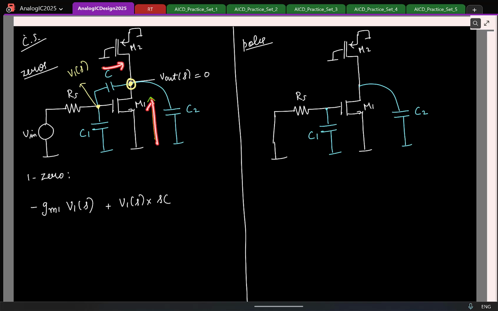So sum of these two currents must be equal to what? 0, because this node voltage is 0, so current flowing through M2 is 0. Similarly, current flowing through C2 is 0. So once again, I know for a fact V1 of S is non-zero because I am applying some non-zero input. So I'll obviously have some non-zero V1 of S. So what is the value of S now? Is plus GM1 by C.